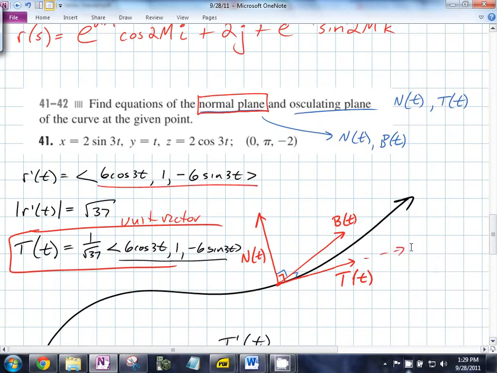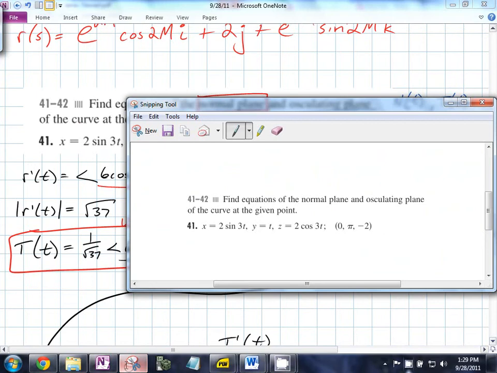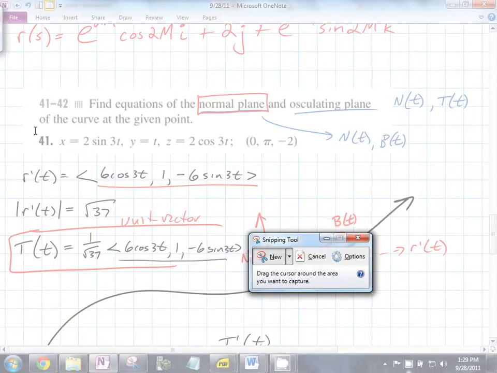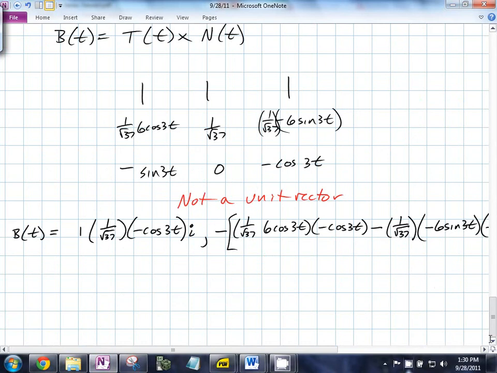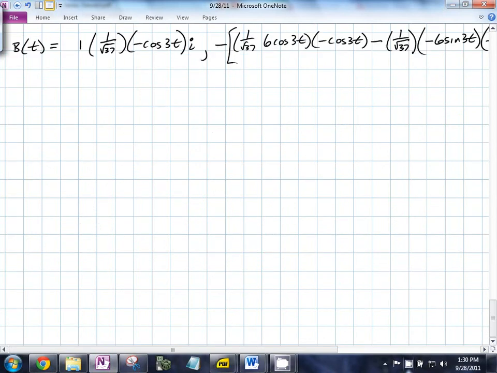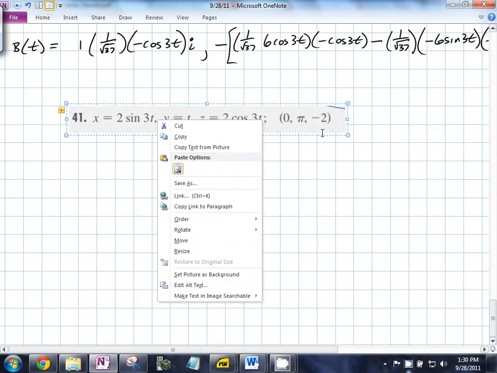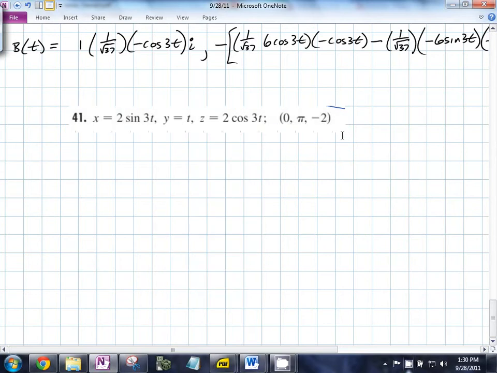What's our R prime of t? Anybody remember what it was? Was it negative or positive, Jay? Positive. 6 cosine 3t, comma what? 1, comma sine 3t. So there's the perpendicular vector, right? And there's our point right here. So at this point, what would the equation be?